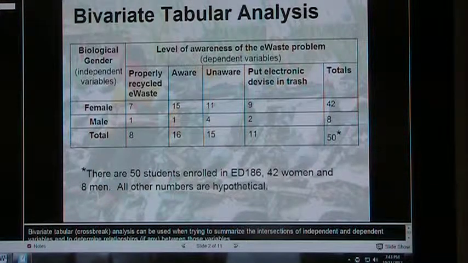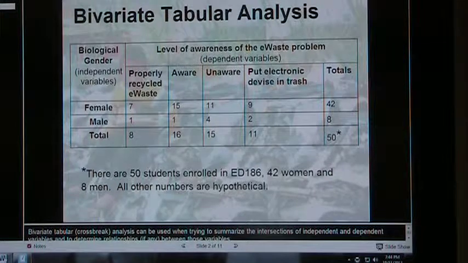So we can begin with bivariate tabular analysis to determine if there is any relationship between the biological gender of undergraduates at John Carroll University and their electronic waste preferences. Depending upon how our male and female subjects responded, we could make a definitive claim about the reported electronic preferences of those people.